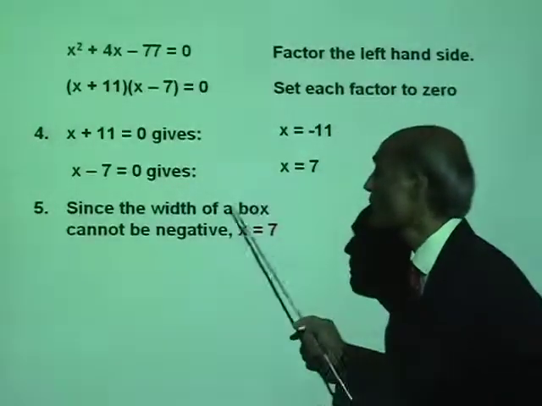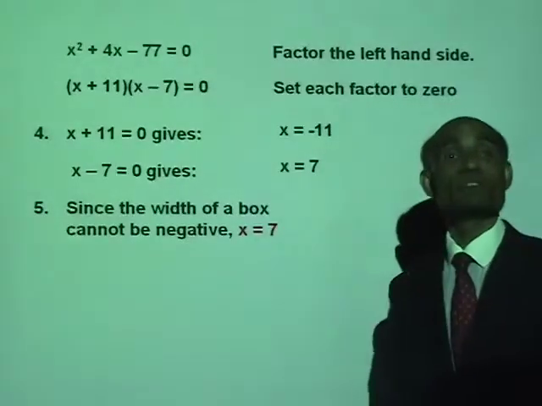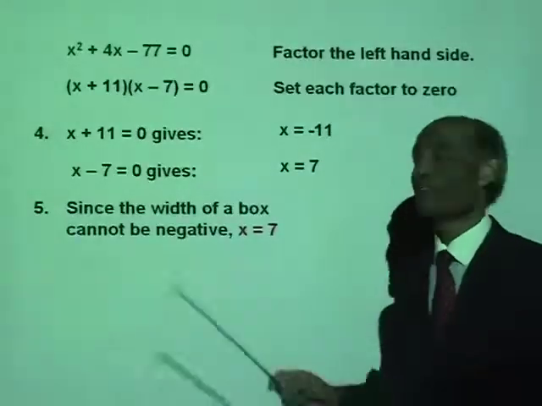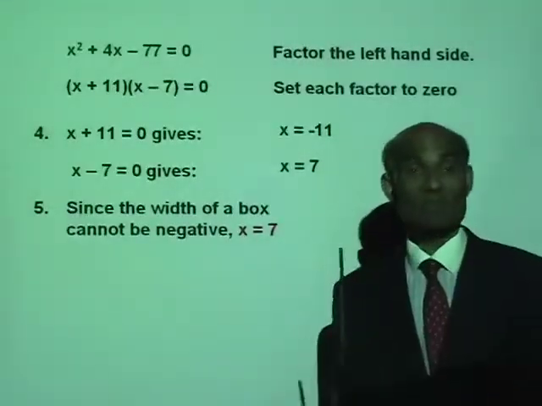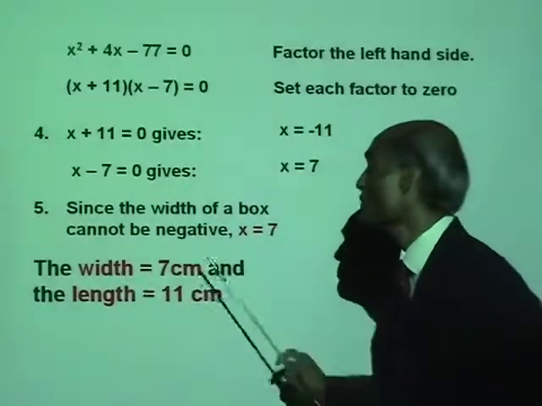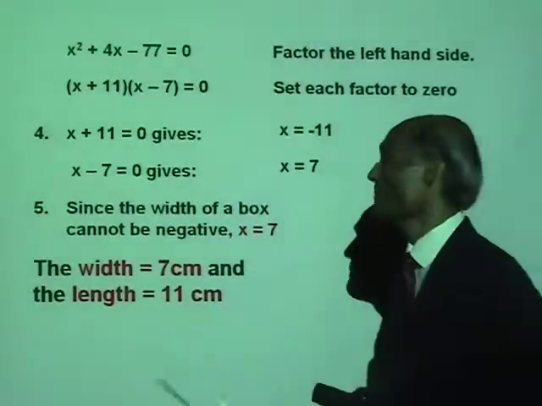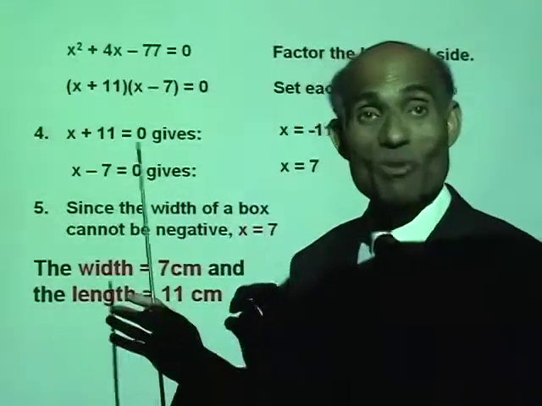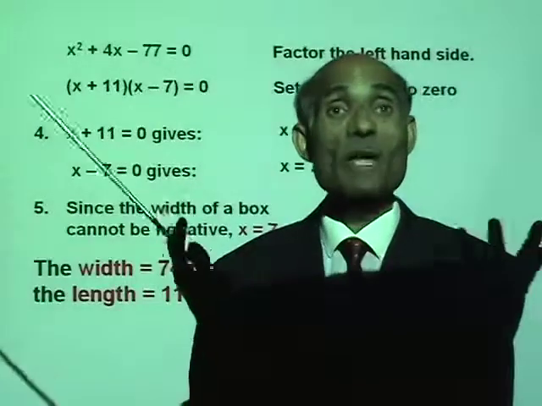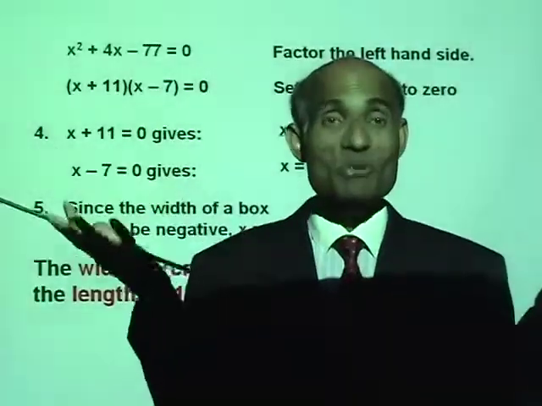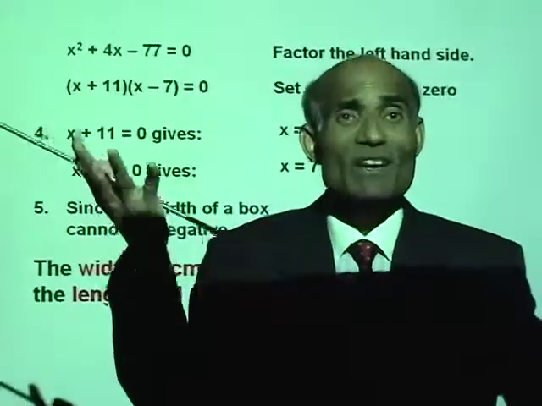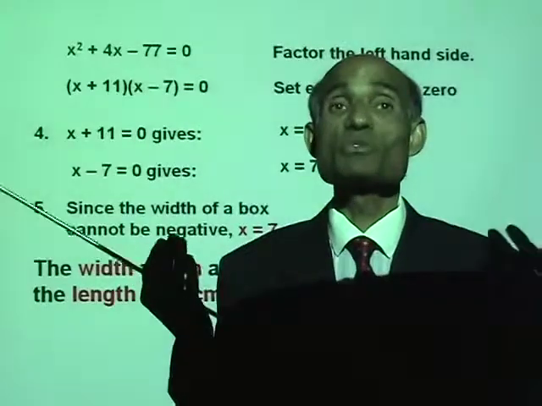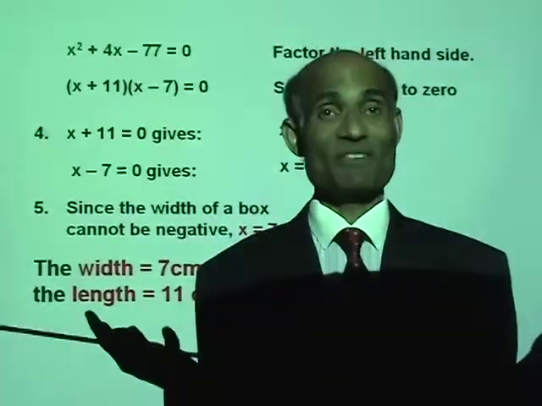So, since the width of a box cannot be negative, x equal to negative 11, we are not interested in it. The value of x is actually 7. Therefore, the width is 7 centimeters and the length is 11 centimeters. You can see a problem like this is very useful in building construction, in geometry, in civil engineering, electrical engineering, all kinds of engineering. Quadratic equations are used in all walks of life.